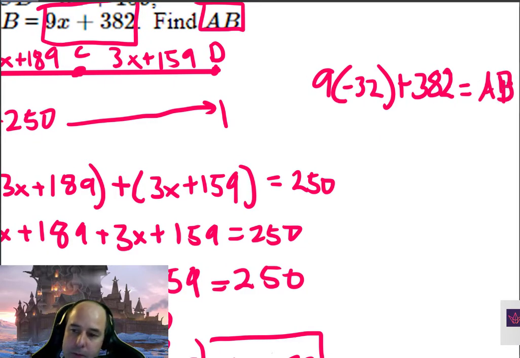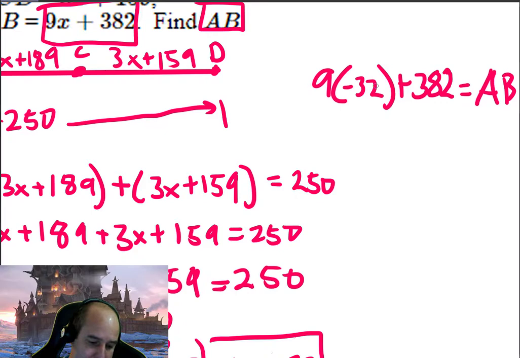So, what on earth, Mr. Sims, that just will not do. Let me try that again. AB. All right. So now that I have that, 9 times negative 32, I'm going to do that right here. 9 times negative 32 is, what is it? It is negative 288.